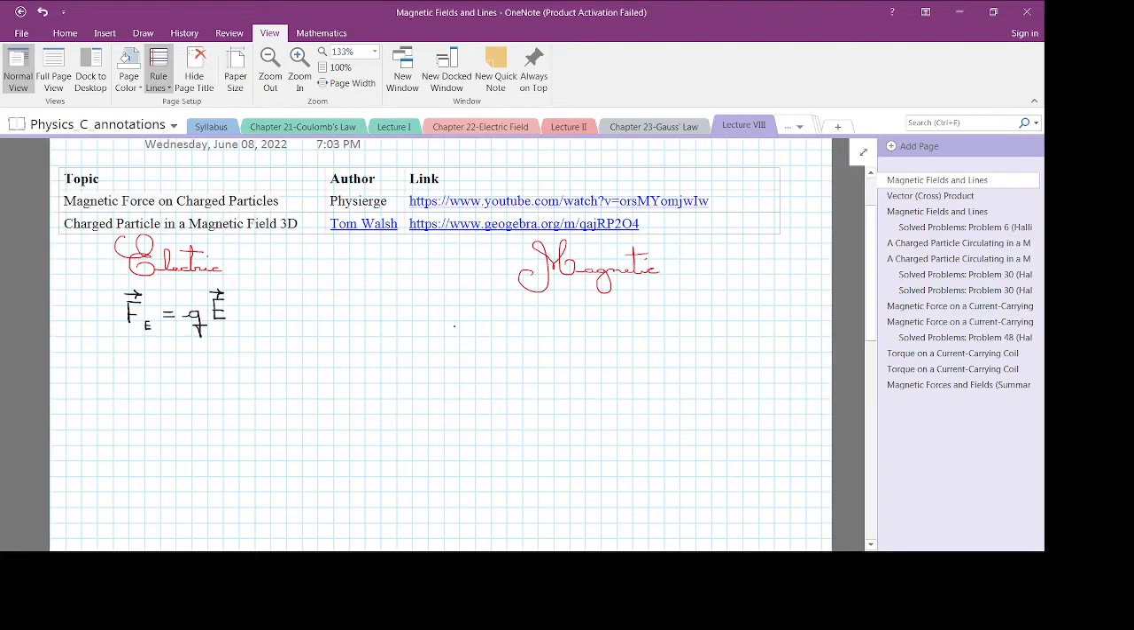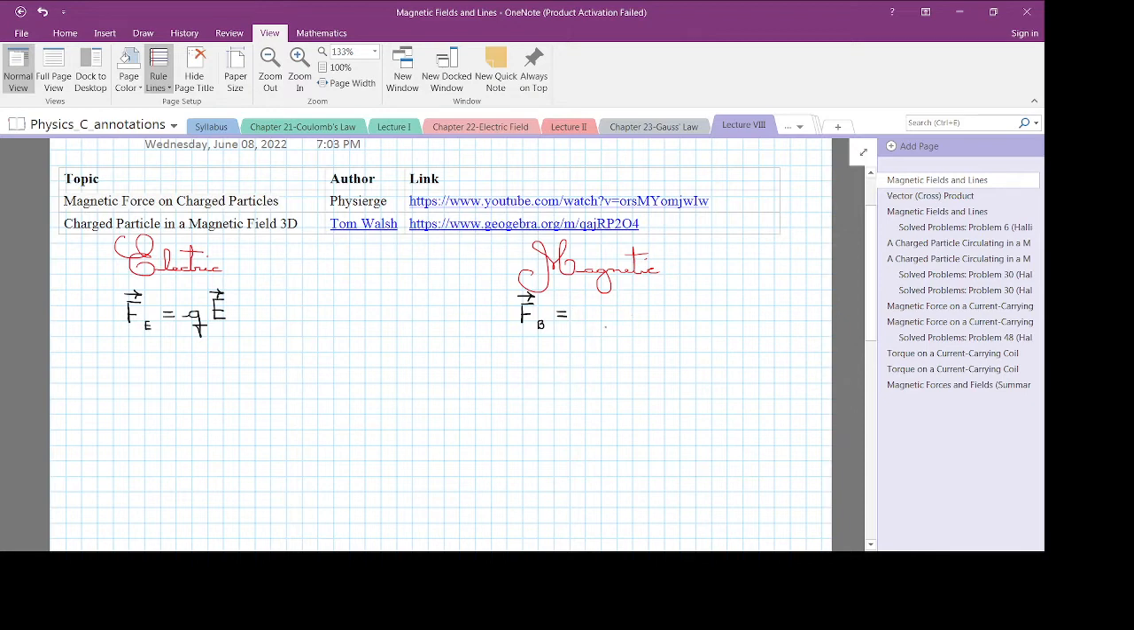And we can define the magnetic field the same way. This is an experimental fact. When you have a charge moving in a magnetic field, it is going to generate a force too, and this force is proportional to the velocity of the charged particle, and also the magnetic field as well.